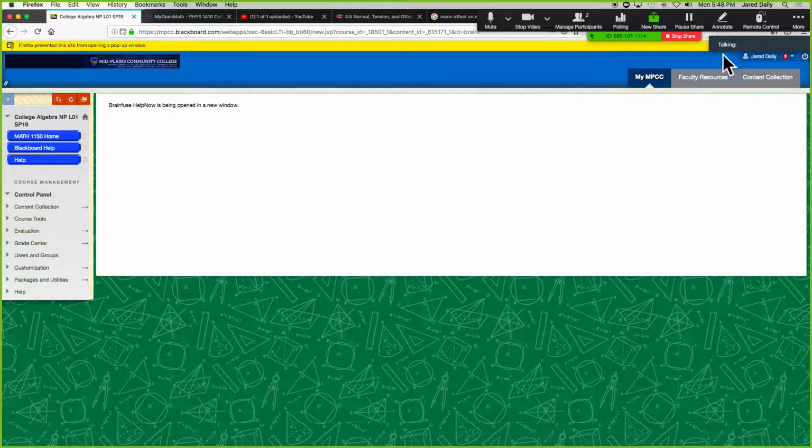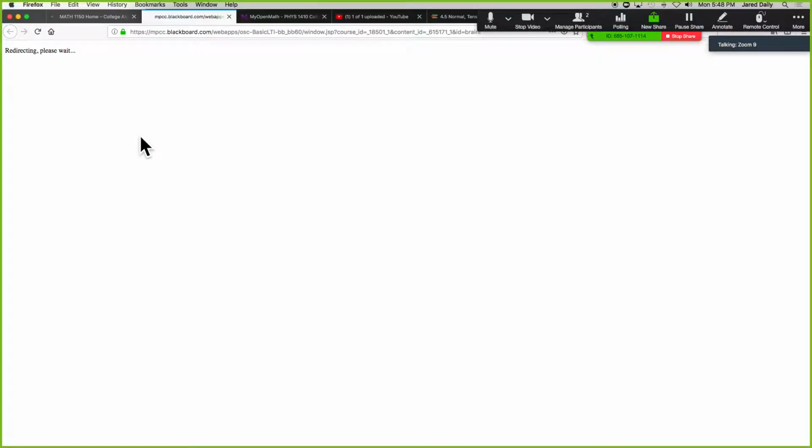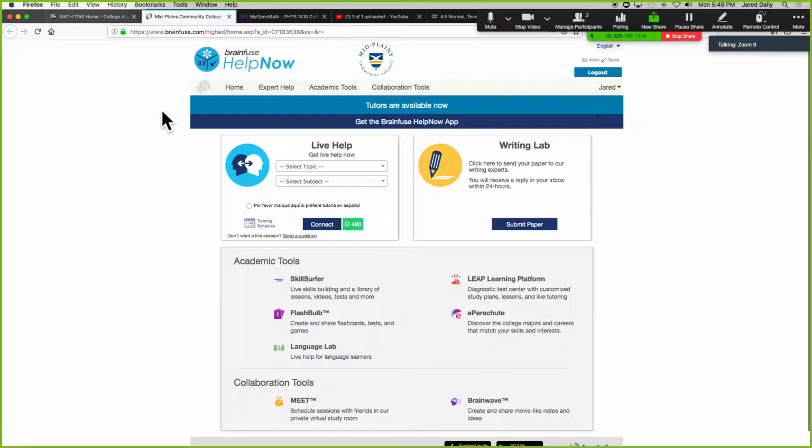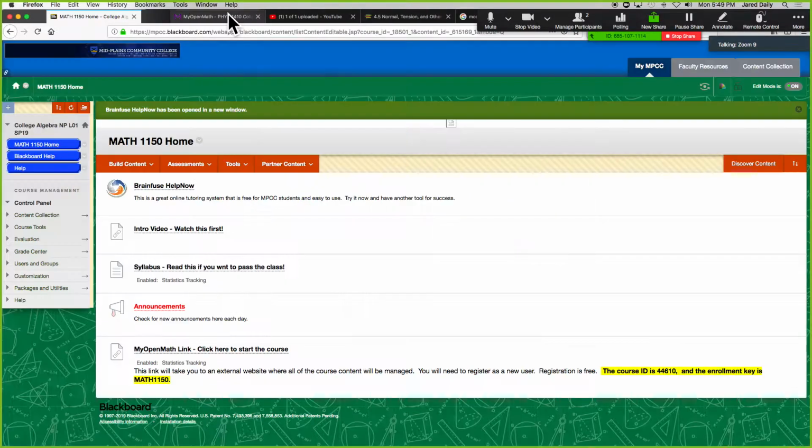Anyway, won't let me, have to enable pop-ups apparently. But anyway, here we go. But you can get onto BrainFuse and you can connect with live tutors like 24 hours a day. And I've had several physics students use this for this class, so you can use that as well. And it's free.